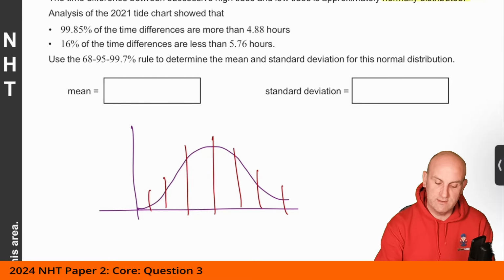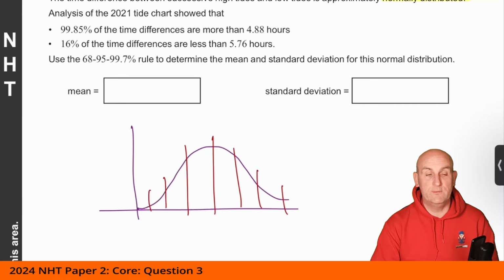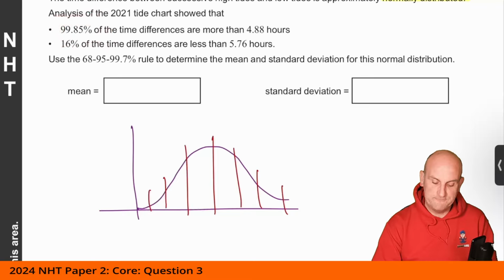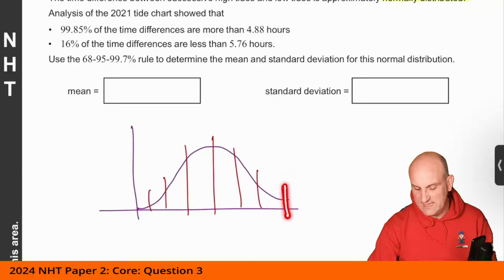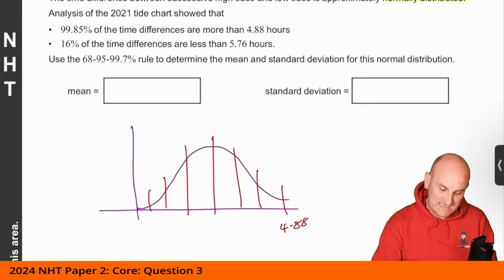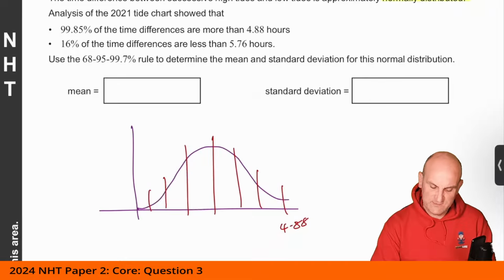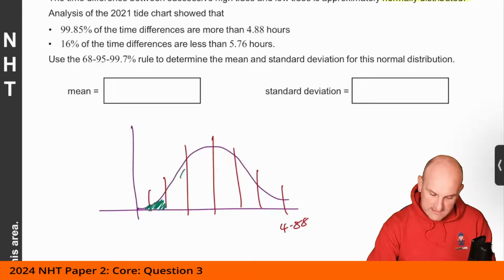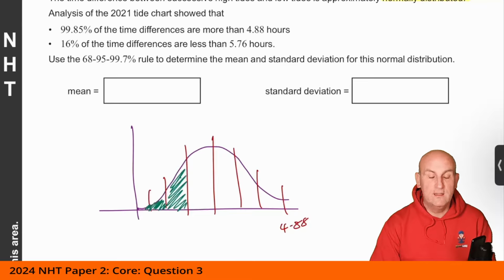Now, again, I'm going to turn around and say to you here, I made a bit of a mistake when I did this question, because I saw 99.85%, and I was like, oh, that's going to be here. So I'm like, okay, well, that's fair enough. I'm just going to write my 4.88 there. And then it went, 16% of the time differences are less than, what? 16% are less. Well, 16% being less is basically this section here. Yes, sorry, it's actually this section here, including there, because that's 34%.